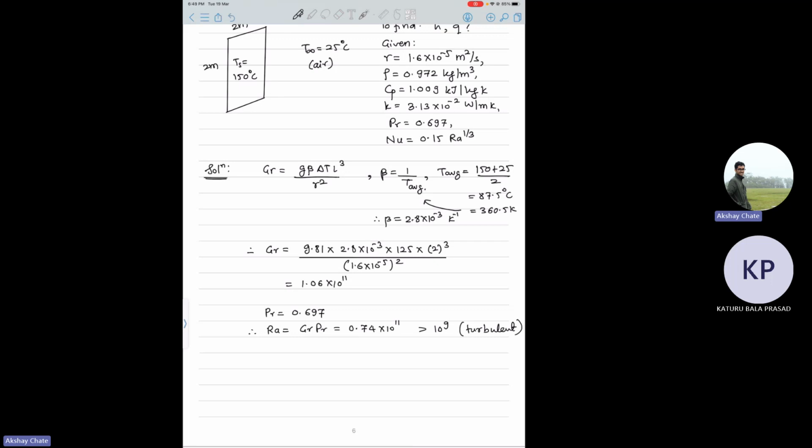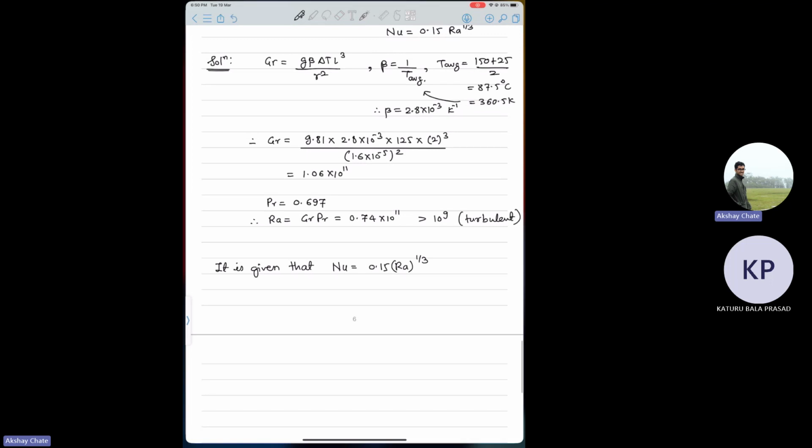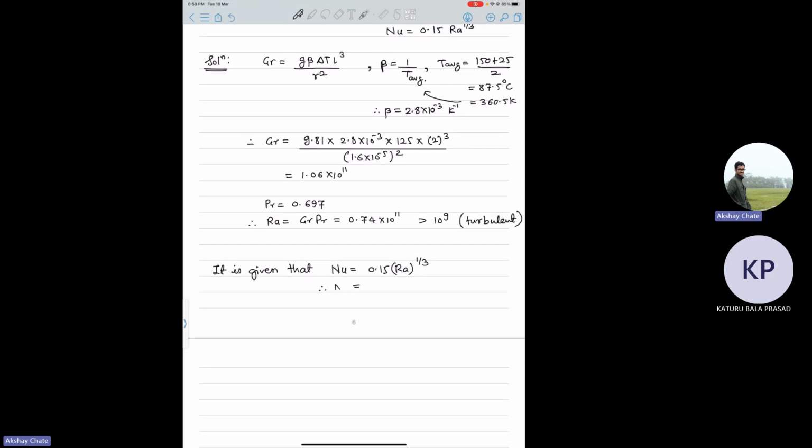Okay. So now again, we know that it is given that your Nusselt number is 0.15 into Rayleigh power 1 by 3. See, here the power is 1 by 3 because the flow is turbulent. I mean, if you don't know, maybe now you can get the idea. So put this number here and you should get your Nusselt number, which will be nothing but hL by k. You should get this number as 627.59.